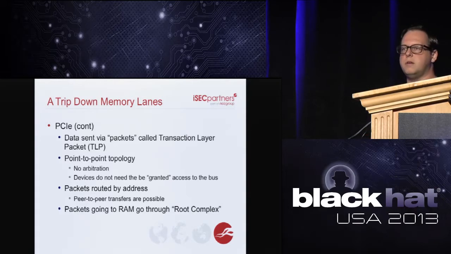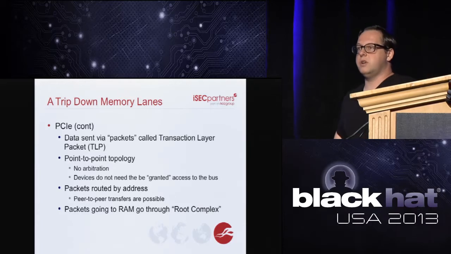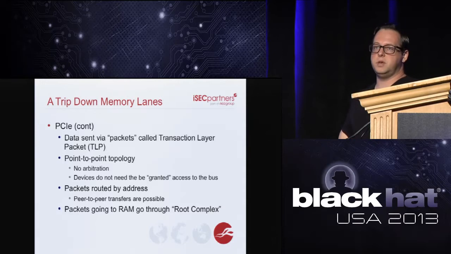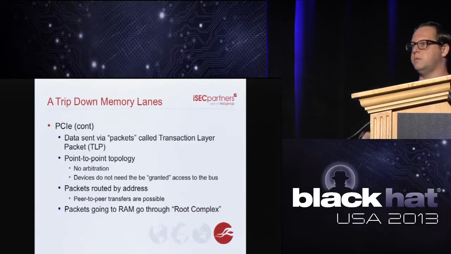And packets are routed by address. This is sounding a lot like TCP/IP, but this is memory address. And so what will happen is packets will travel through the PCI Express fabric, and based on their address, they will get routed to the correct device. Peer-to-peer communication is also possible because of this. We give an address of the device that we want to talk to. It'll travel through and get to it. Any memory addresses that are RAM-based are going through the root complex.